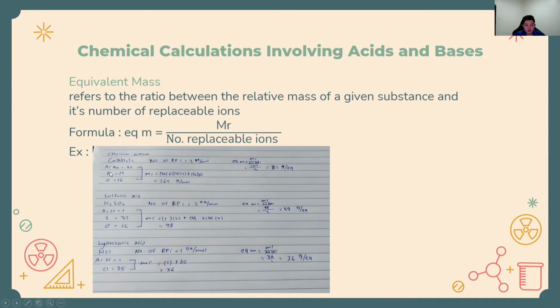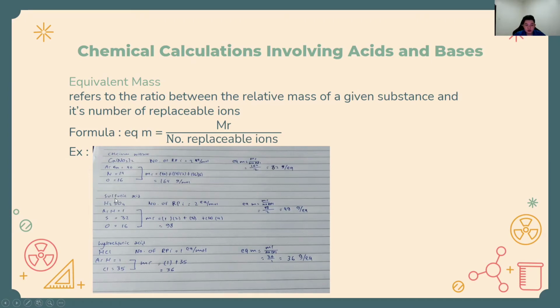So first we search in the periodic table for the Ar. Ca is 40, N is 14, O is 16. We add it all up and we get 164 g per mole. And then we find the EQM, Mr per number of replaceable ions, equals 164 per 2. We will get the answer 82 gram per eq.